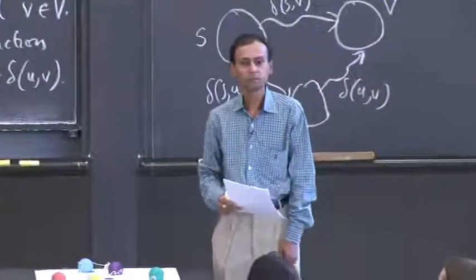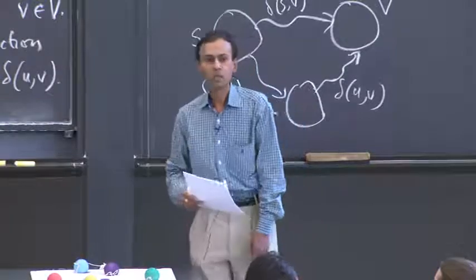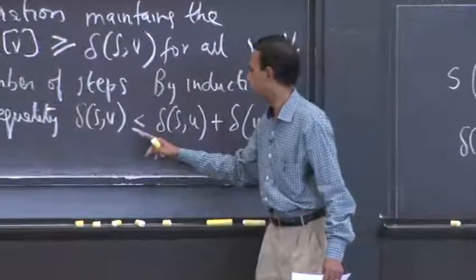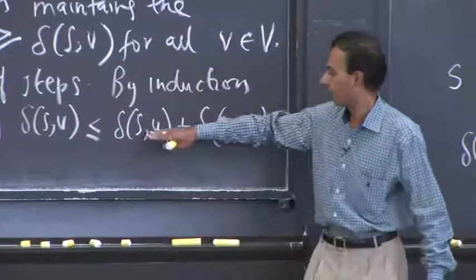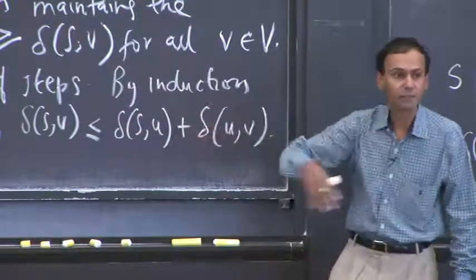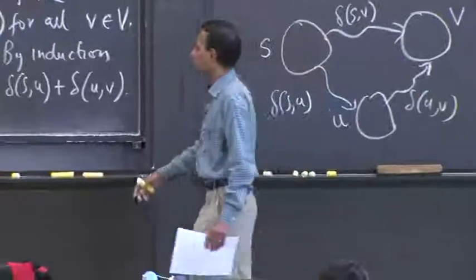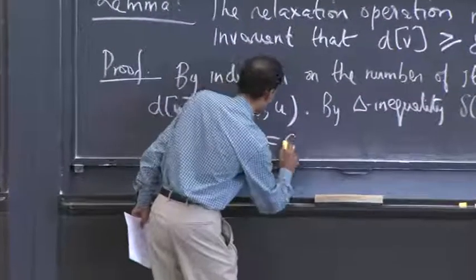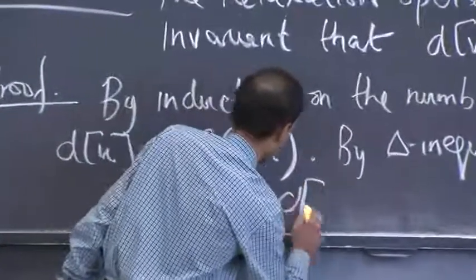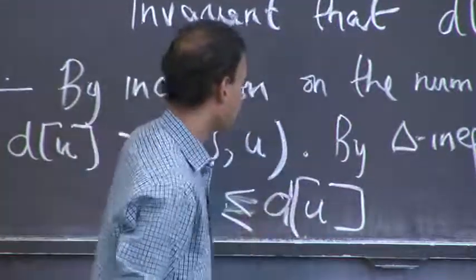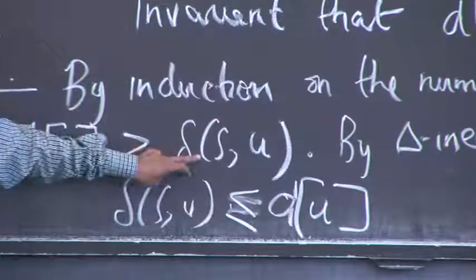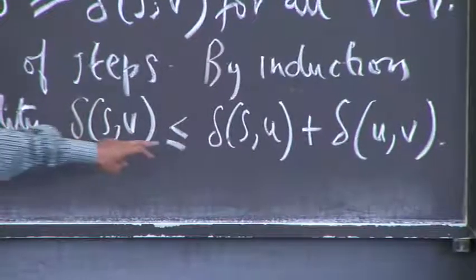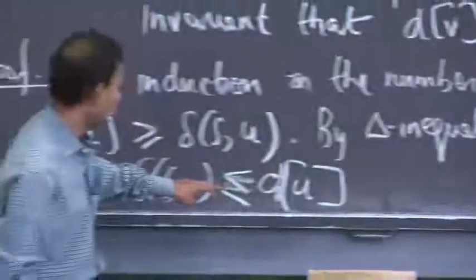Anyone? What can I substitute for... remember, this is a less than operator, which means that I can replace things over here. Yep, D of U, like we have it over here. So the first thing is I could put D of U over here, right? Sorry, less than or equal to D of U. And the reason I can do that is because D of U is greater than delta S comma U, so that's cool, right? Delta S comma U, thank you. And so that's what I got here.